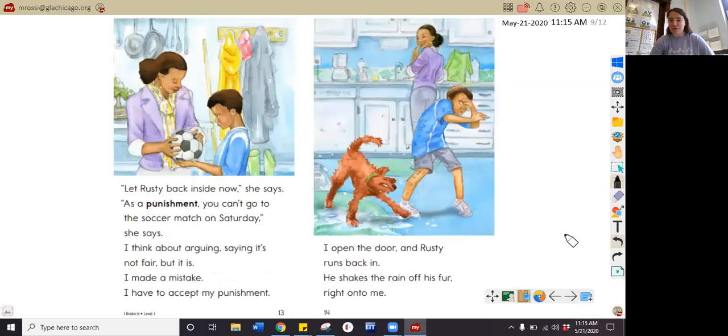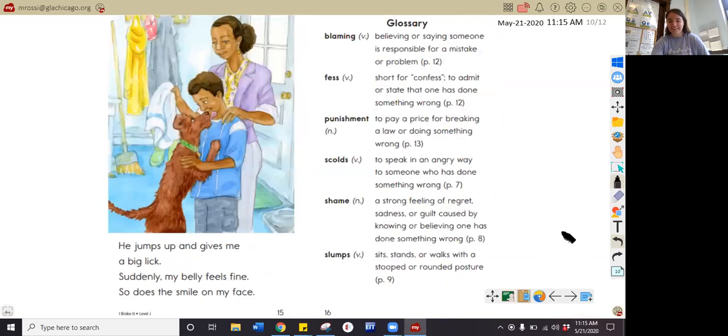Pause your video and read through these 2 questions now. Nice job, friends. Pause your video and read through these 2 pages now.